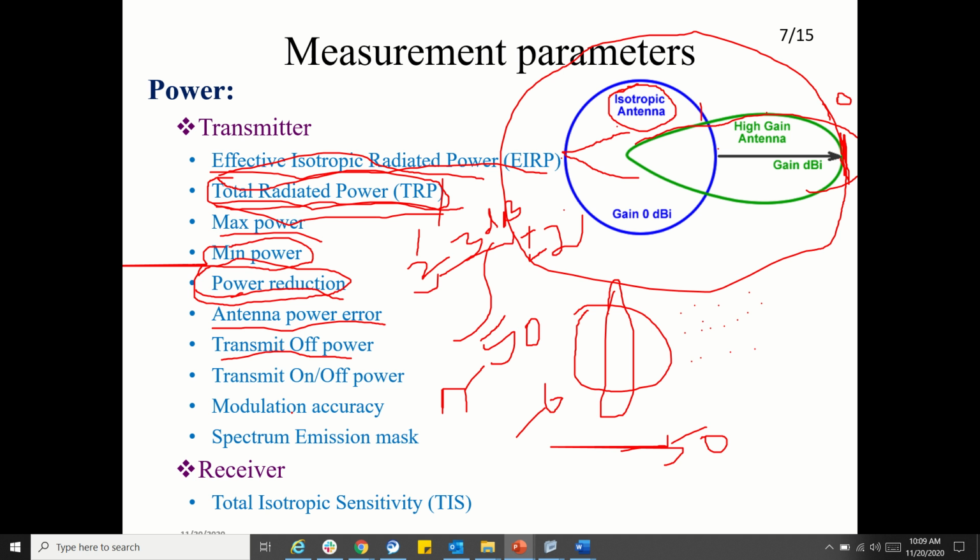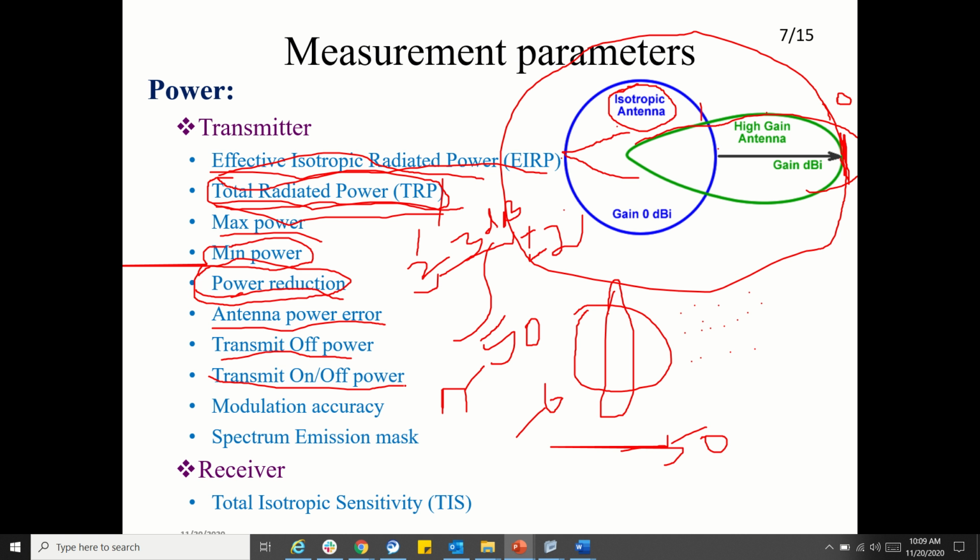And on off power, okay. When you are applying both on and off simultaneously within one band, one particular sub bandwidth you are switching on, the other bandwidth you are switching off.